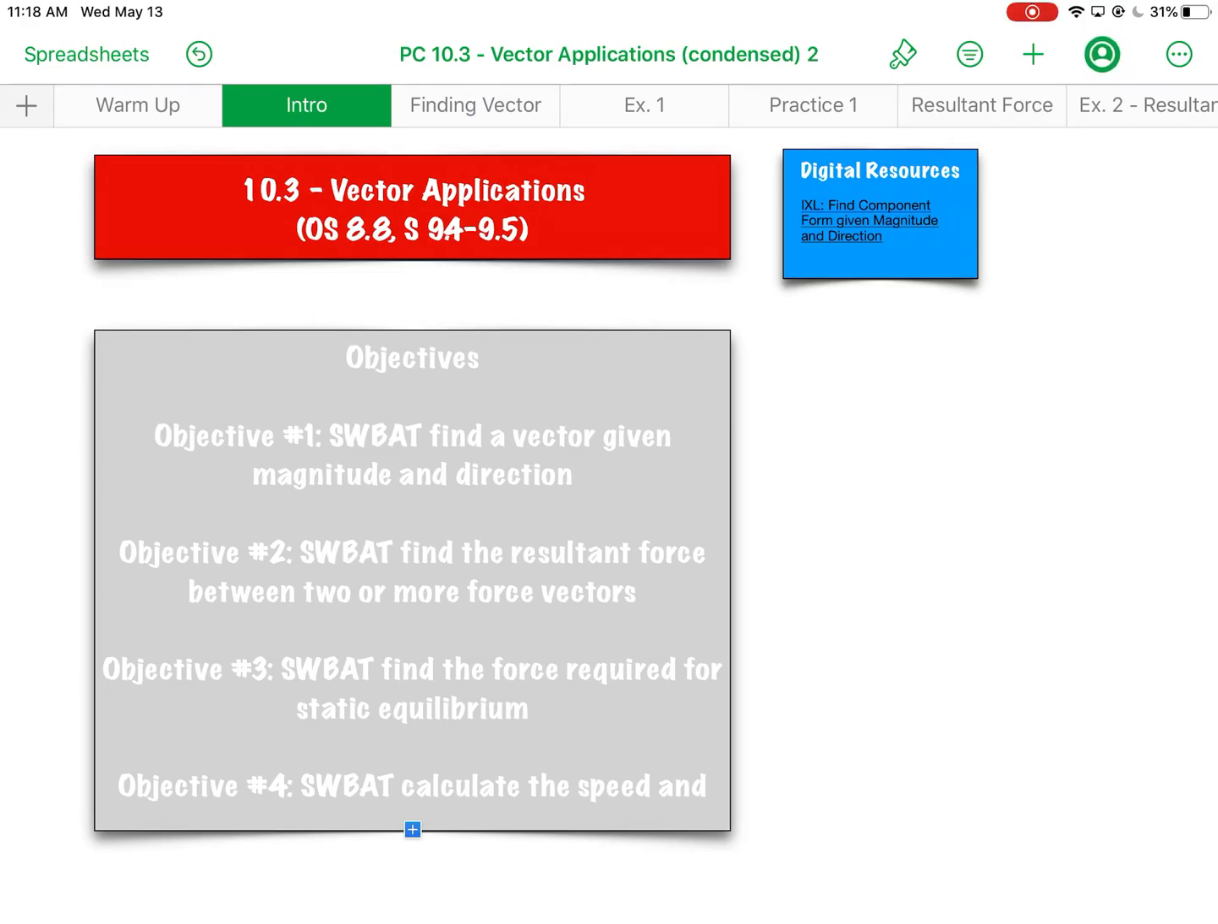All right, this is section 10.3. We're going to start to give you a few applications associated with our vectors. If we didn't have the shortened school year, I'd be able to get to a lot more. I've condensed this down quite a bit, but just wanted to give you some insight into how these vectors can actually be applied to some physics applications, okay?